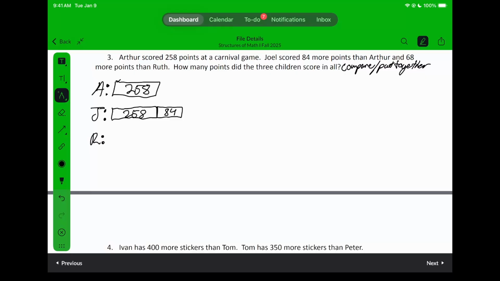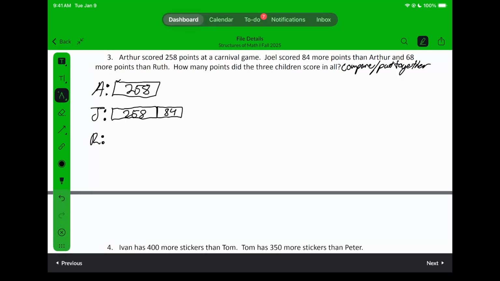And then Ruth is more than Arthur, but less than Joelle. And we know this because Joelle only scored 68 more points than Ruth. So Joelle, this isn't changing anywhere. This is a number. This specific number that Joelle has that we do not know yet is 84 more than 258. Joelle's specific number that we do not know yet is also 68 more points than Ruth.